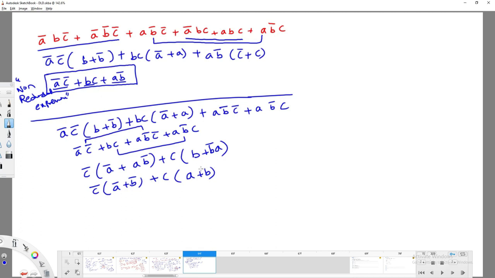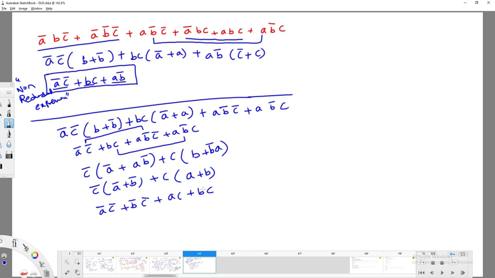Now try to apply the distributive property again. You are going to get A bar C bar plus B bar C bar plus AC plus BC. Now is there any chance to decrease this expression? What can we take? I can take C. It is again converted into another form.